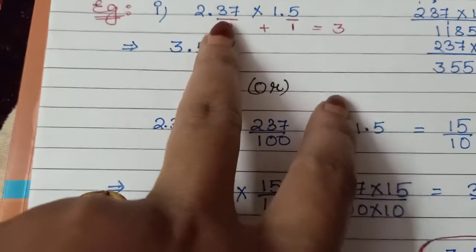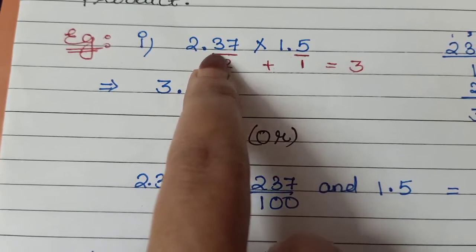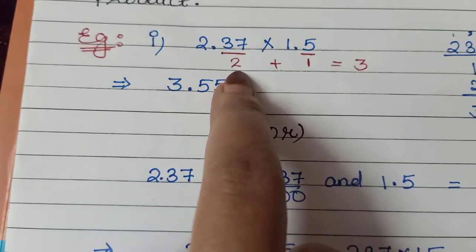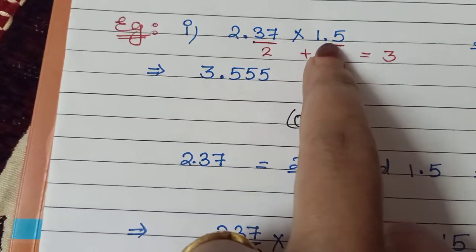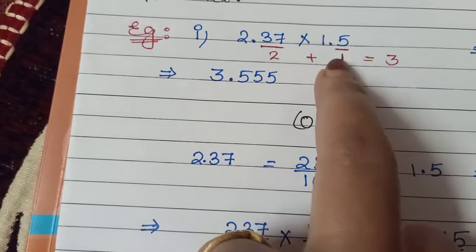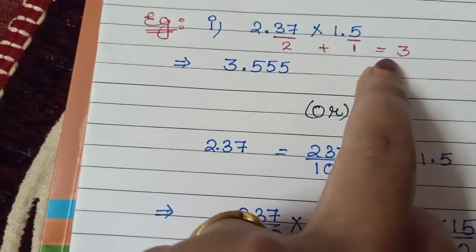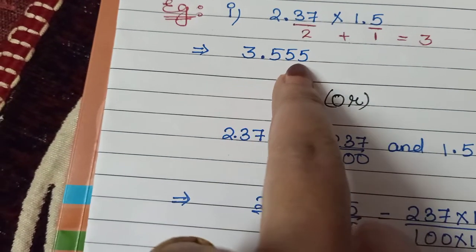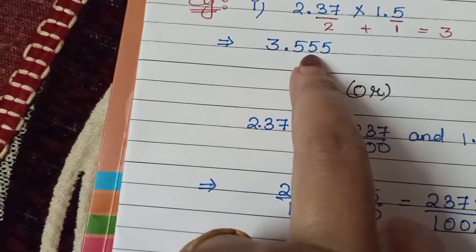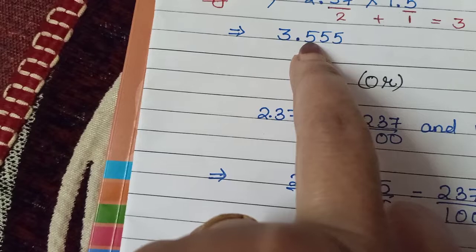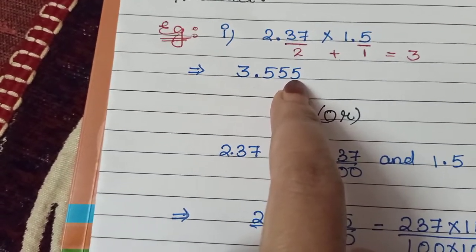Now additionally we have to put the decimal. How do we put the decimal? After the decimal we count the digits. After decimal in this number we have two digits, so I am writing 2 here. After decimal in this number we have 1 digit, so I am writing 1. Now 2 digits plus 1 digit is equal to 3. So in the answer, from the last, you have to count 3 digits. This is 1, 2 and 3, and you have to put a decimal here. So it will become 3.555. I hope this is clear.